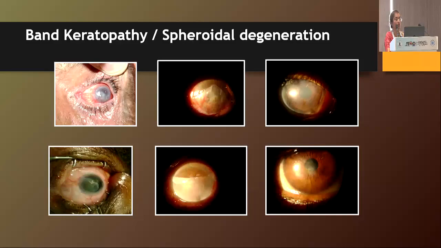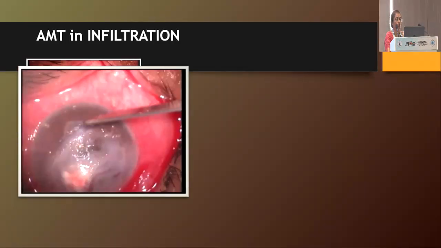These were cases with spheroidal or band-shaped keratopathy, where you just scrape this pathology and put the amniotic membrane, and you can get a definite decrease in the corneal haze and improvement in the vision. This work was also published.